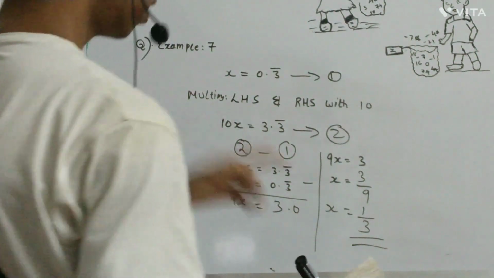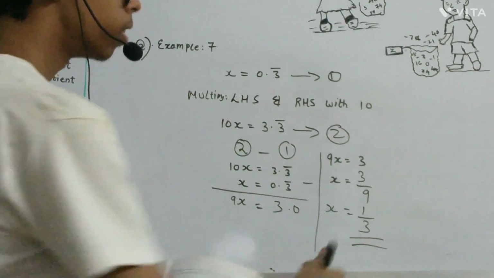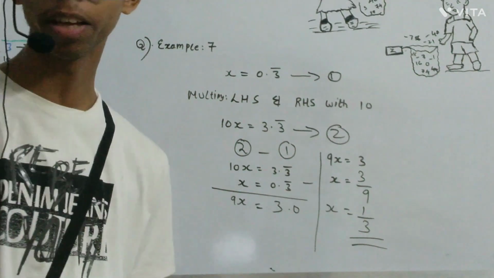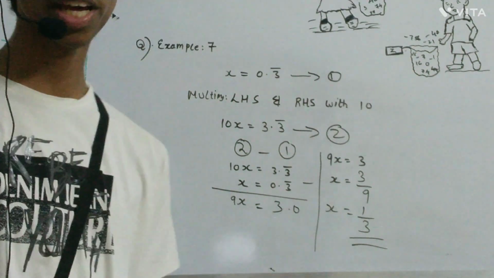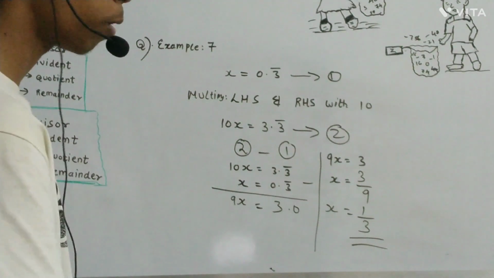Okay, so basically, now how will you check whether your answer is correct or not? Just divide 1 by 3 and see whether you are getting 0.3 bar. Okay, so this is the method that we should use to solve such type of questions.